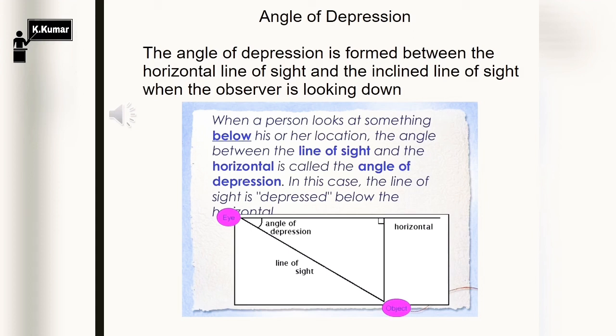Now again, if we look at the diagram, you have the two pink circles, the top one being the eye and the bottom one being the object. Now, if somebody is standing at the top of a building and they're looking straight ahead, then that would form the horizontal line. And if they look down at a car that's on the road, then that's going to form the inclined line of sight. So the angle that is formed between that horizontal line, which is looking straight ahead, and the inclined line, which is looking down, is going to be called the angle of depression.